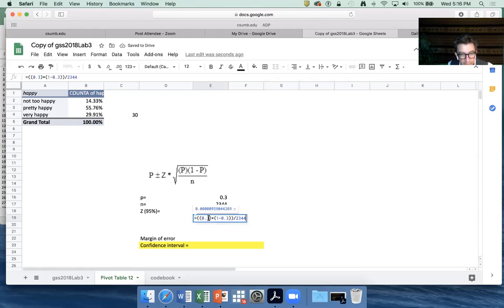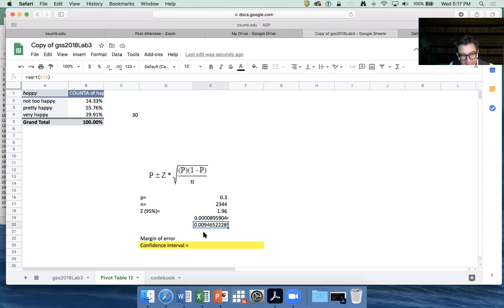Let's see, 0.3 times 1 minus 0.3, all divided by 2,344. That's a very small number. That's fine. That's this part here. Now we're going to take the square root of that. So that's going to be equal to the square root of that number, right? And that gives us that. This is the square root of that, right?